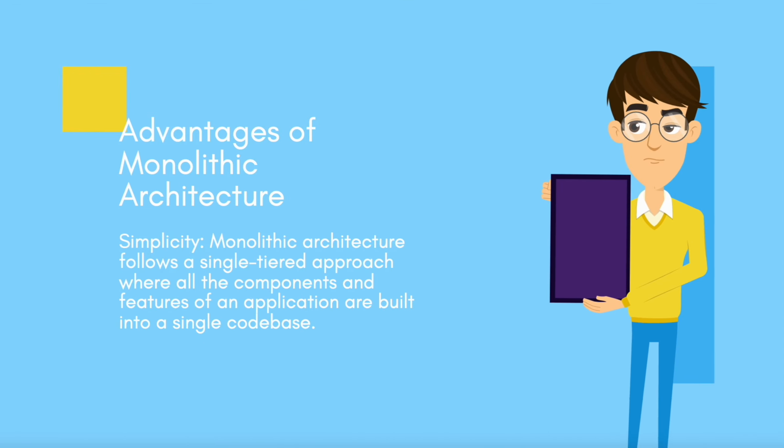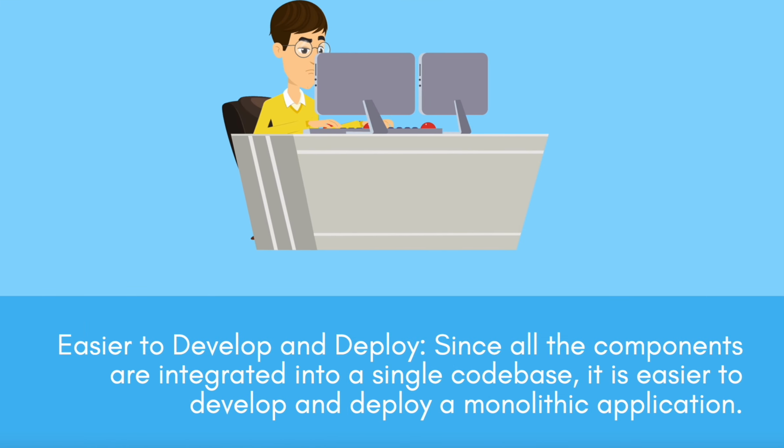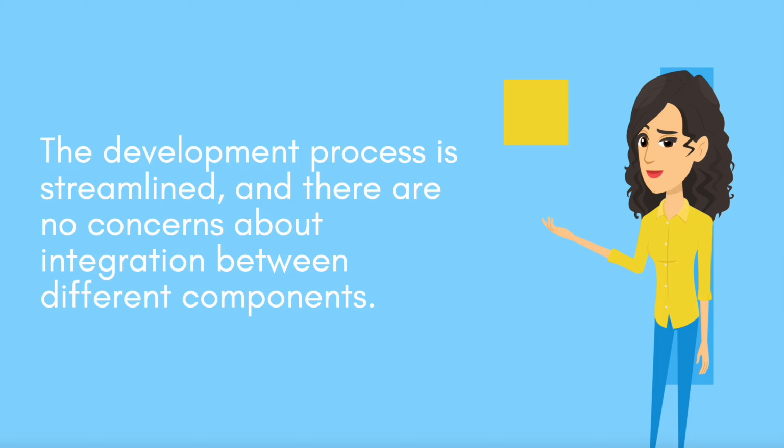Advantages of monolithic architecture. Simplicity. Monolithic architecture follows a single-tiered approach where all the components and features of an application are built into a single codebase. Easier to develop and deploy. Since all the components are integrated into a single codebase, it is easier to develop and deploy a monolithic application. The development process is streamlined, and there are no concerns about integration between different components.